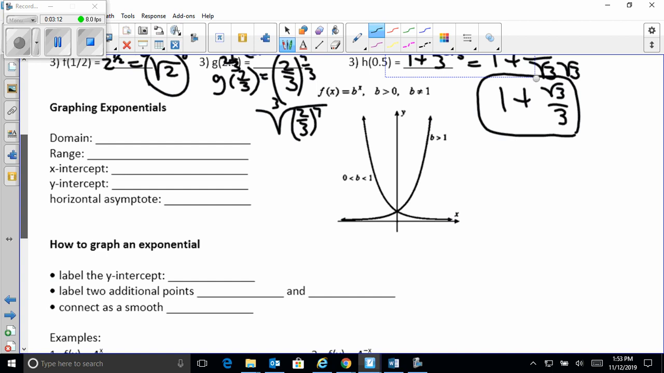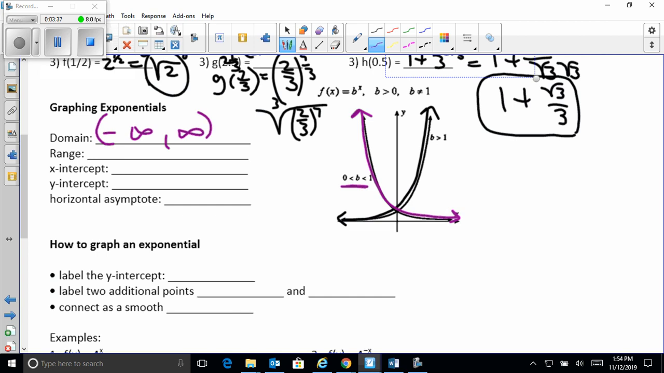What about looking at the graph? Here we have the graph of exponential growth. That's when b is greater than 1. The other one, which is exponential decay, that's when our value is a fraction less than 1. So no matter what, generally for our parents, our domain is negative infinity to positive infinity. That's how wide it is. We can see that it goes forever on both of those. Our range is only above the x-axis, so 0 to infinity.